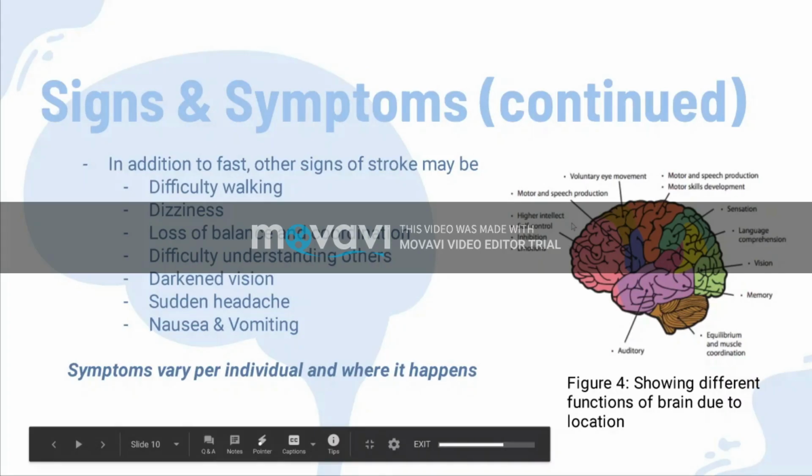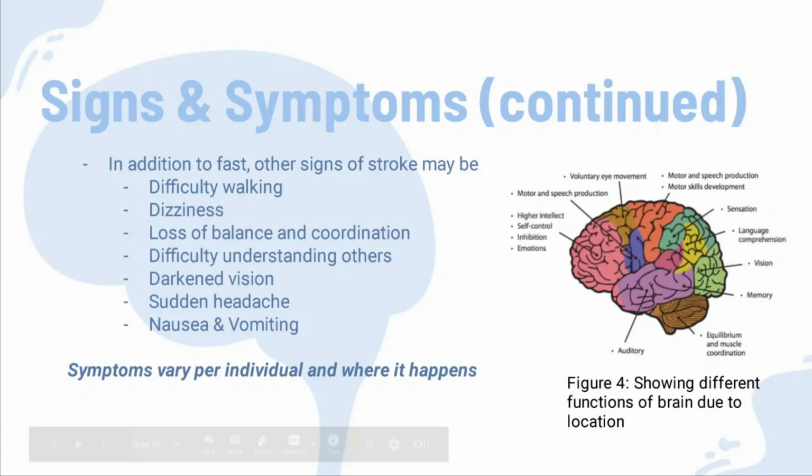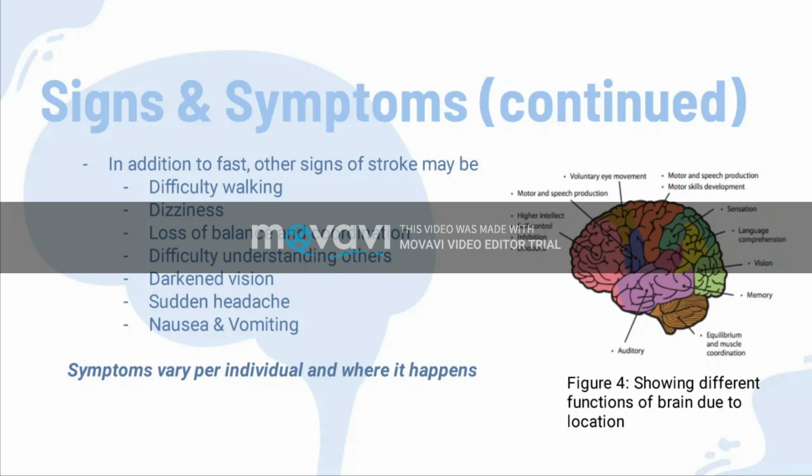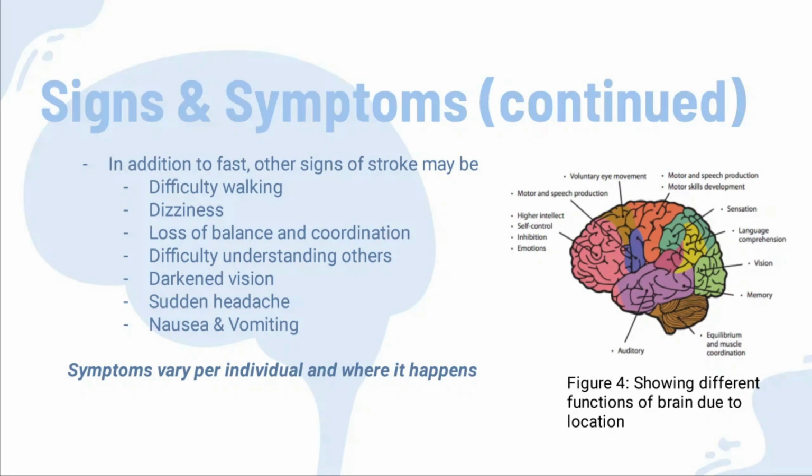In addition to FAST, there are other signs and symptoms of a stroke, such as difficulty walking, dizziness, loss of balance and coordination, difficulty speaking and understanding others, numbness or paralysis in the face, arms, and legs, blurred or darkened vision, headache, nausea, and vomiting. However, symptoms may vary per individual and where it happens. If we look at the image to our right, we see that parts of the brain have different functions. One can imagine that if a stroke affects a certain region of the brain, that region will give its own symptoms.